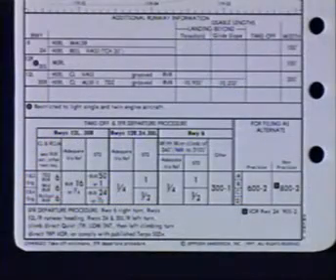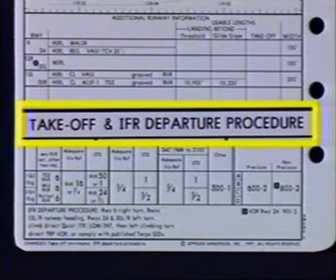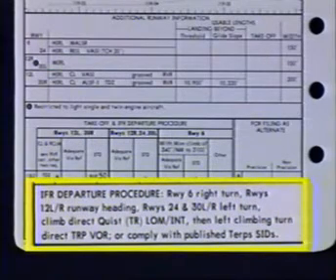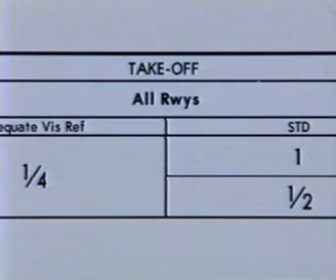The last section of the airport chart shows takeoff and alternate minimums. The title Takeoff and IFR Departure Procedure is used to indicate that both takeoff minimums and IFR departure procedures are specified. The specific departure procedure for each appropriate runway is contained in a textual format. When an IFR departure procedure is not specified, this table is just titled Takeoff.